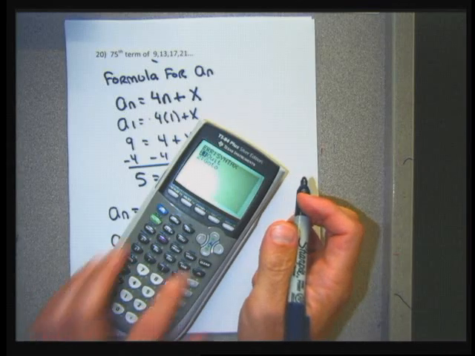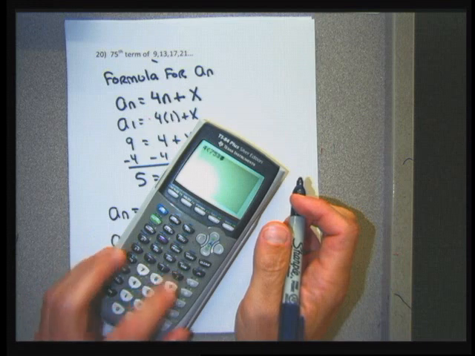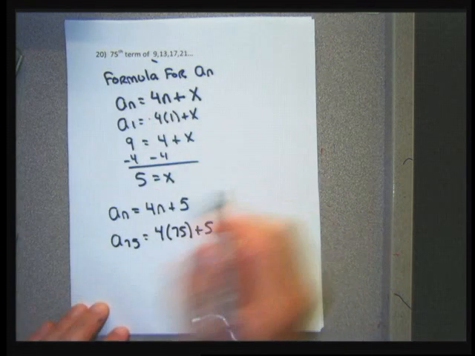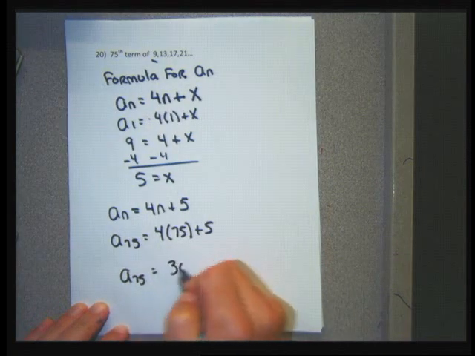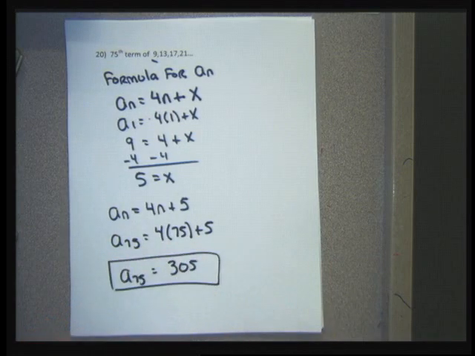My calculator says I can't type that in. 4 parentheses 75 plus 5, and I get 305. So the 75th term in this sequence, which is a sub 75, is 305. So 18, 20, 22, 24, the next two problems, I can all solve the same way. I'm asked to find a specific term in an arithmetic sequence. I could find the formula for the sequence and then use the formula to find the term that I want.